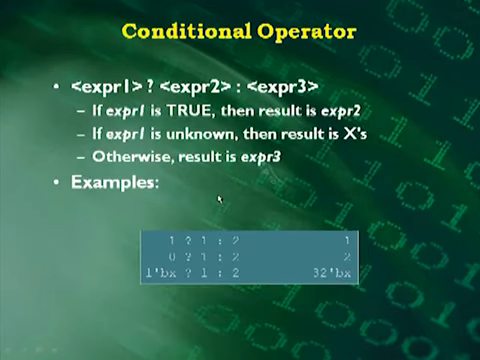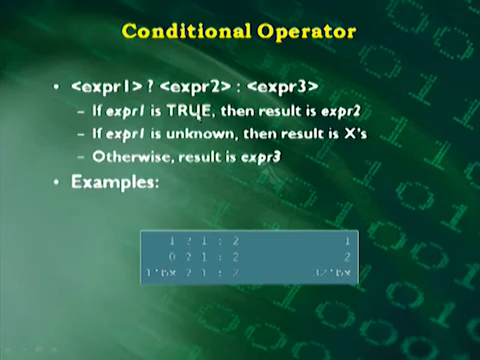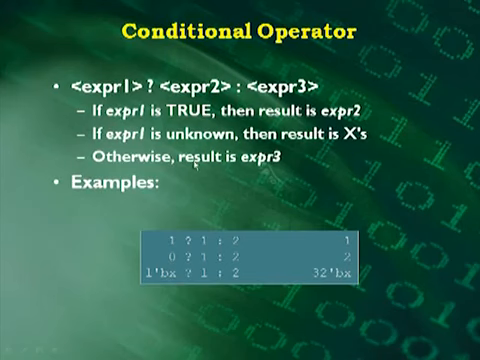We have in Verilog what's known as a conditional operator, and you have 3 expressions. After the first expression, you have a question mark. So if expression 1 is true, or the evaluation of that expression is true, then the result that you're going to get is expression 2. If expression 1 is unknown, then the result is x's. Otherwise, the result is expression 3.